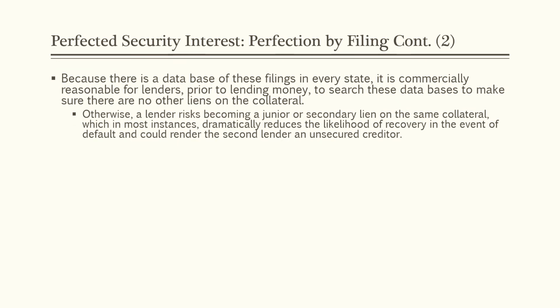Because there is a database of these filings in every state, it is commercially reasonable for lenders, prior to lending money, to search these databases to make sure there are no other liens on the collateral. Otherwise, a lender risks becoming a junior or secondary lien on the same collateral, which in most instances dramatically reduces the likelihood of recovery in the event of default and could render the second lender an unsecured creditor.